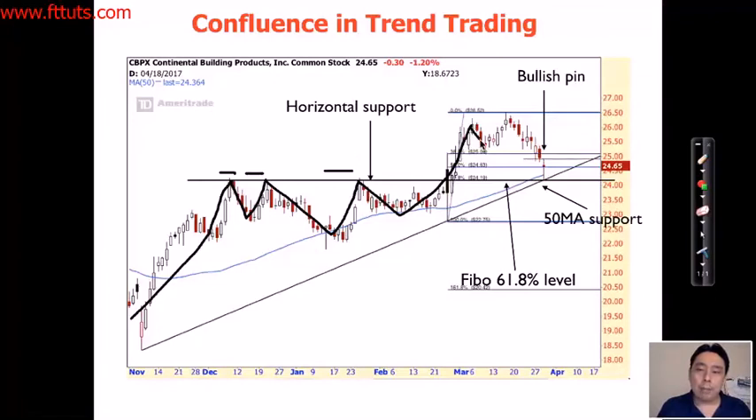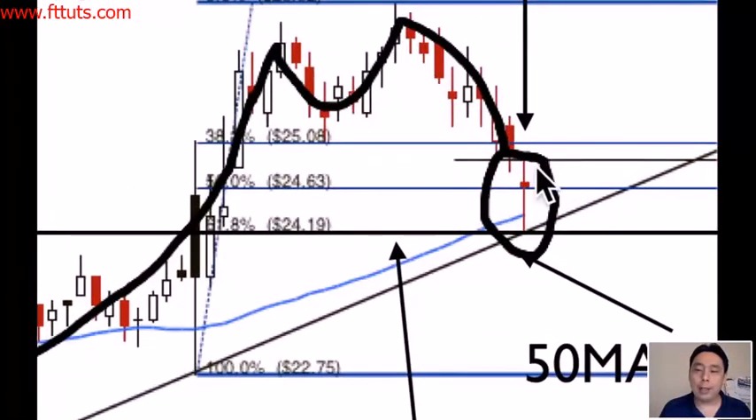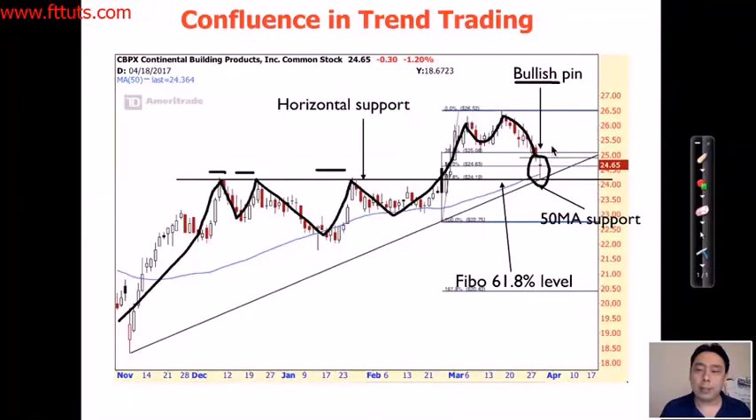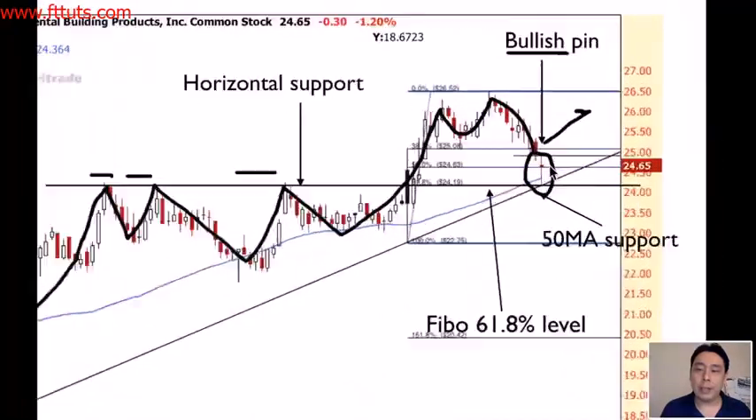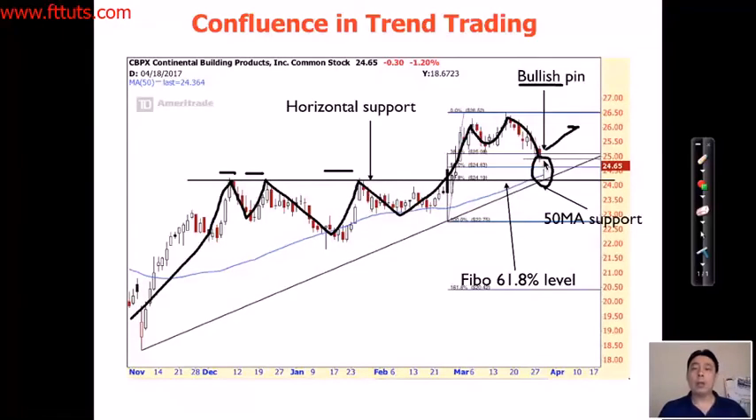Now price goes up again and comes down and retraces and forms a bullish pin bar. A bullish pin bar is a candlestick pattern where people know with high probability the price is going to go up when they see a bullish pin bar. So that's one point of confluence.